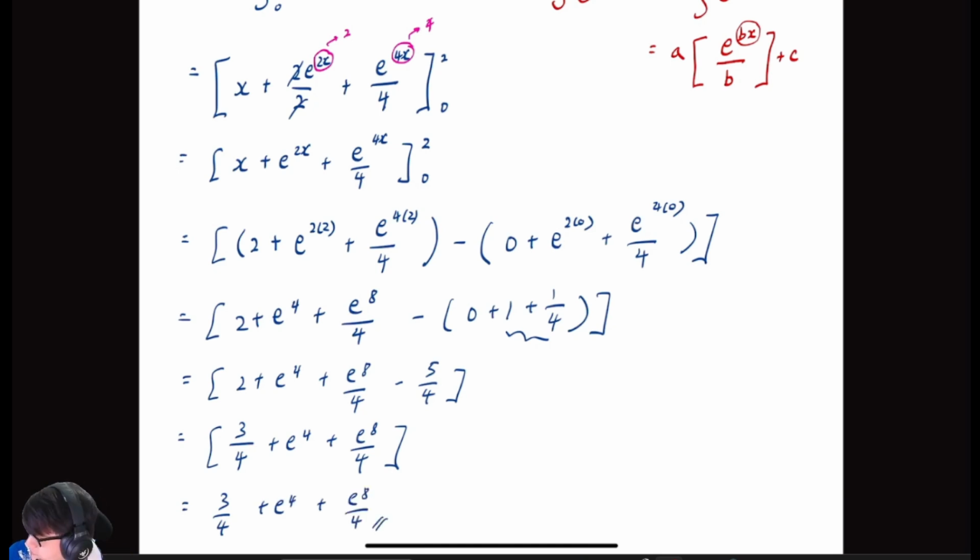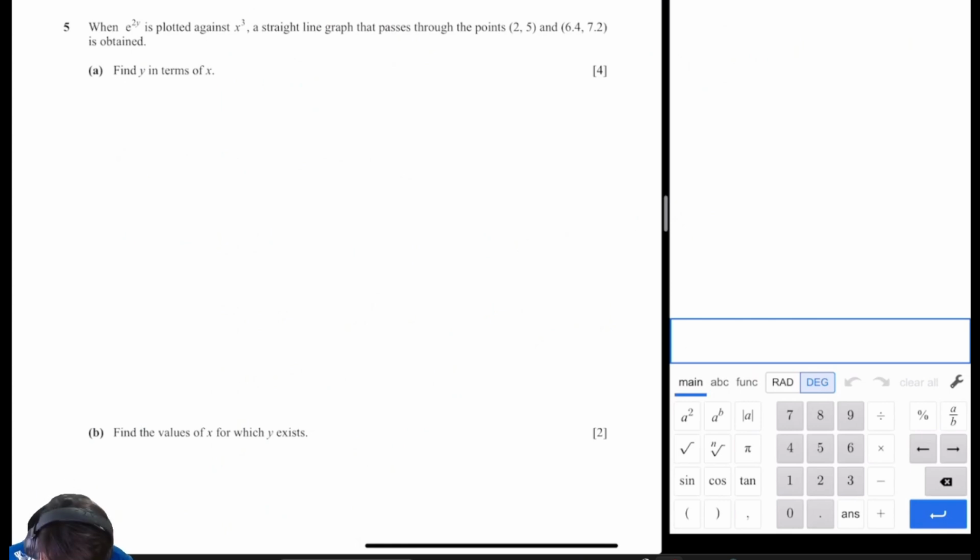Alright, our calculator is back. This question is about the straight line graph, just testing you on how you convert a non-linear graph to a linear graph. You'll always be given 2 points, but most importantly, e to the power 2y is plotted against x to the power 3. So find y in terms of x.